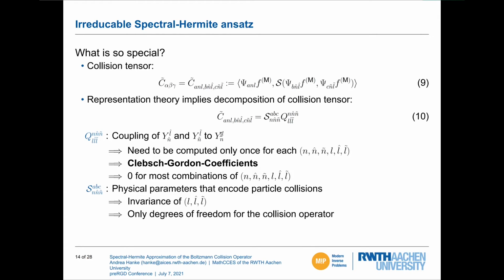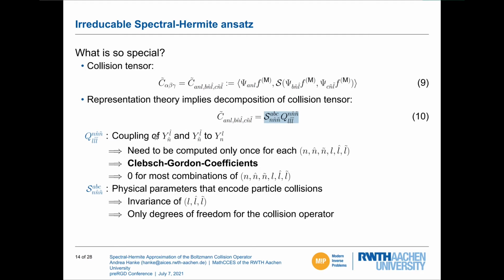The collision tensor, of course, now consists of different entries because we have a different basis set. We can also write our indices alpha, beta, gamma as triple indices as described before. And now we can use representation theory. And representation theory implies the decomposition of the collision tensor into an S tensor and a Q tensor. Let me start with Q.